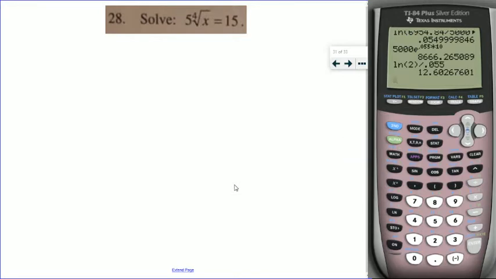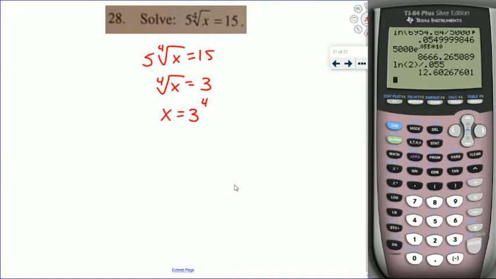So we're going to solve this equation. All right. Again, we have a number to an exponent. So let's get that thing by itself. We're going to start off with 5 times the 4th root of x equals 15. So we divide both sides by 5. So we're going to get 4th root of x equals 3. Dividing both sides by 5. And then to undo a 4th root, we take both sides to the 4th power. x equals 3 to the 4th power.